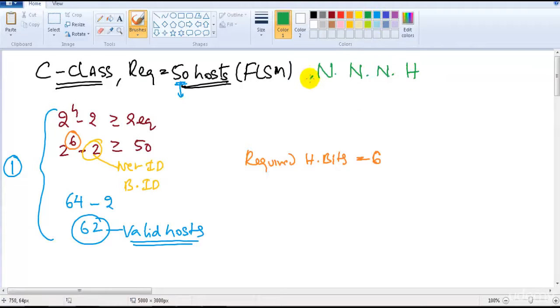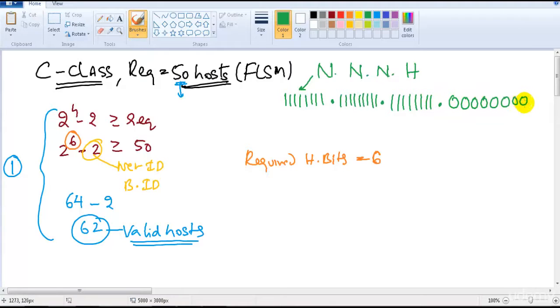In C class by default there are 3 network portions and 1 host portion. If you write them in binary, it will be 1 to 8, 1 to 8, 1 to 8 as network, which are always represented with ones. This is the binary format of the subnet mask, the network portions. There are 3 network portions here and 1 host portion here, which means there are 8 host bits.